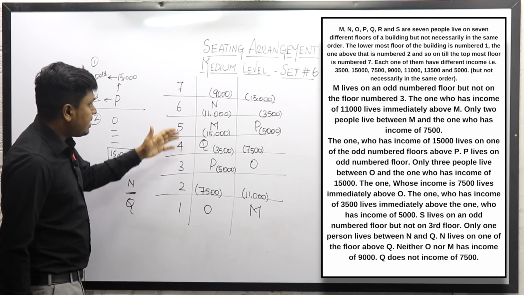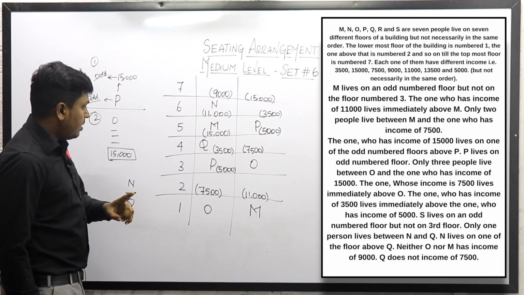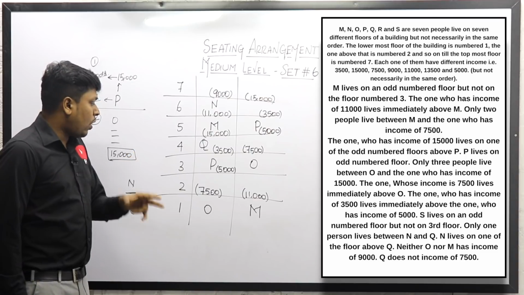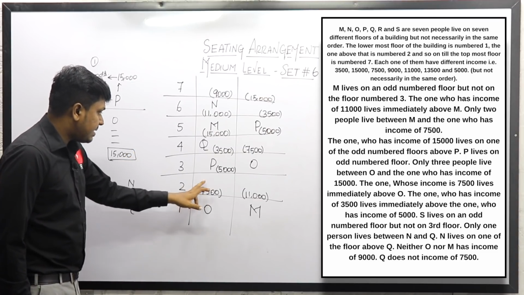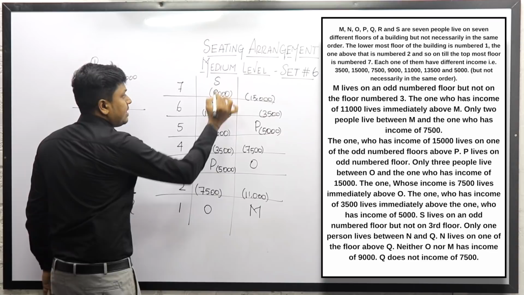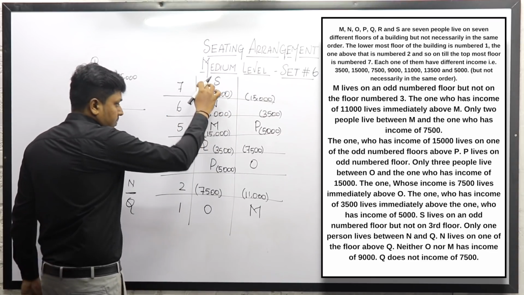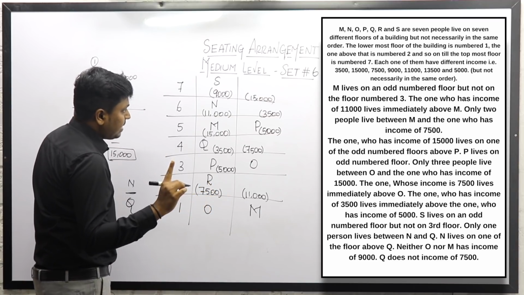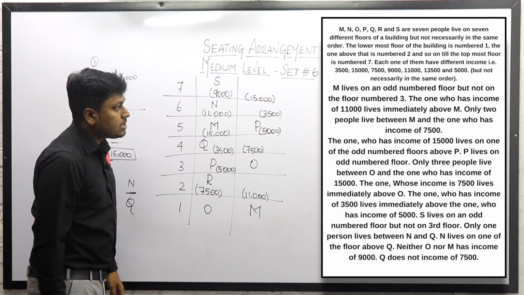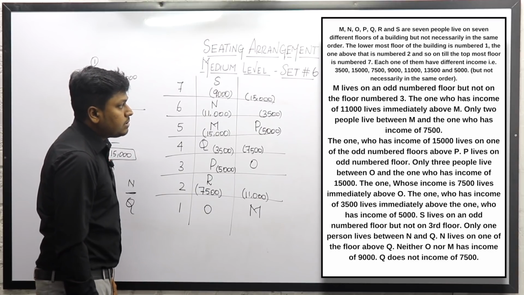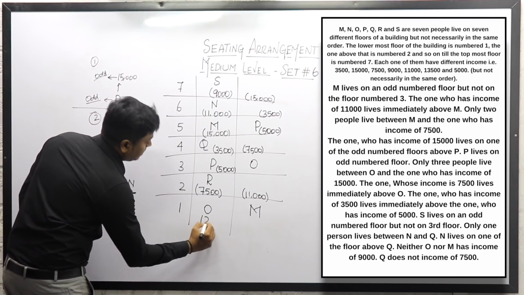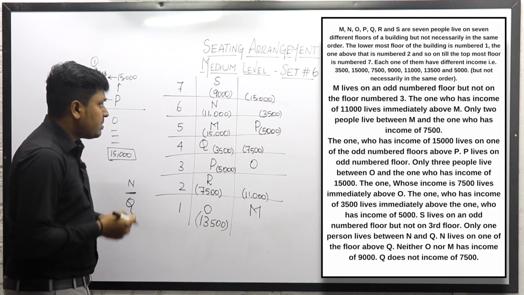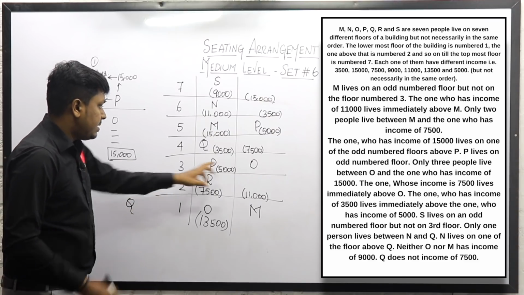And what are all the letters that remain? S is remaining, and also R is remaining. And we already know that the person S is sitting on an odd number floor. So I can't fix S here. Only chance is that I should fix S here, because S lives on an odd number floor. So finally I fixed all the persons. R is remaining, I have to fix here. And only one income is remaining, that is 13,500, right? So 13,500 is remaining, I should place here. That's it.